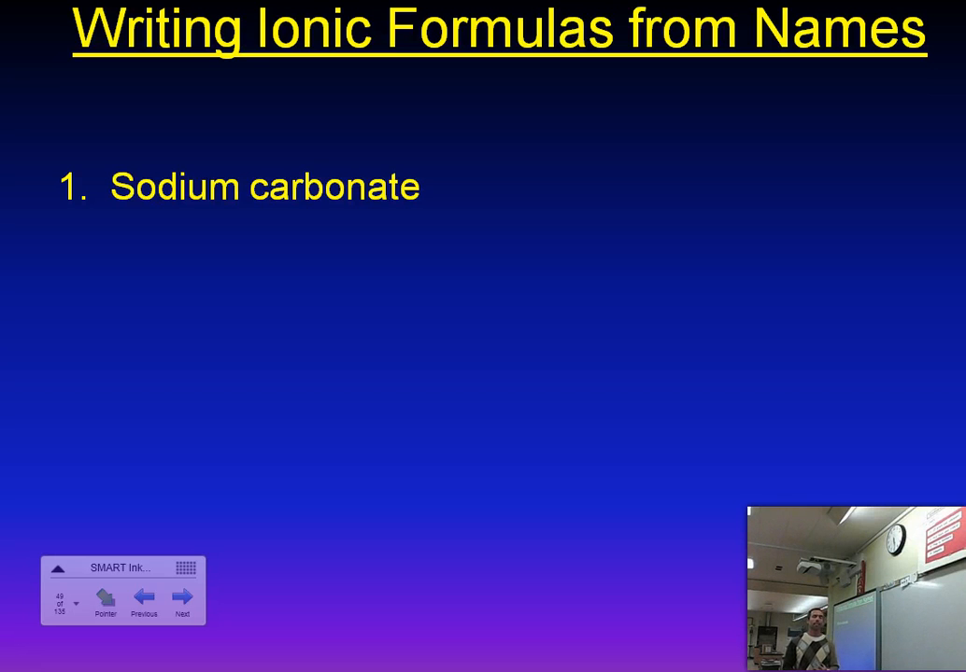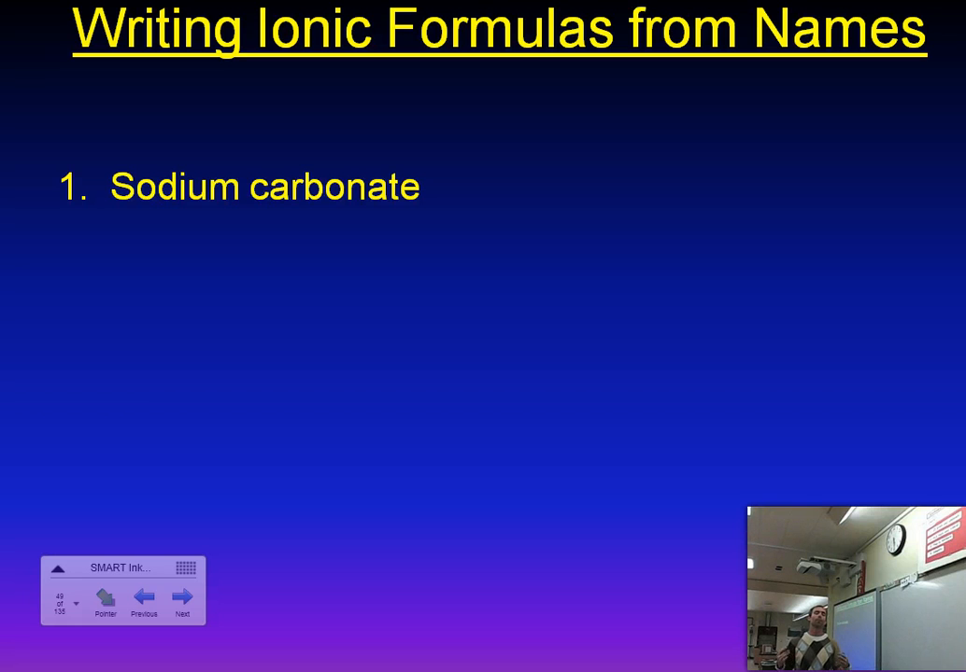Okay, so if I'm asked to write the formula for sodium carbonate, the first thing I've got to do is think about this in terms of ions. How do I know it's an ionic compound in the first place? Well, if there's a metal and there's two words, it's automatically going to be ionic. If we've got a metal and a non-metal, it's ionic. And of course, if you see a polyatomic ion that ends in ate or ite, it's going to be ionic. Once it's ionic, I think in terms of ions.